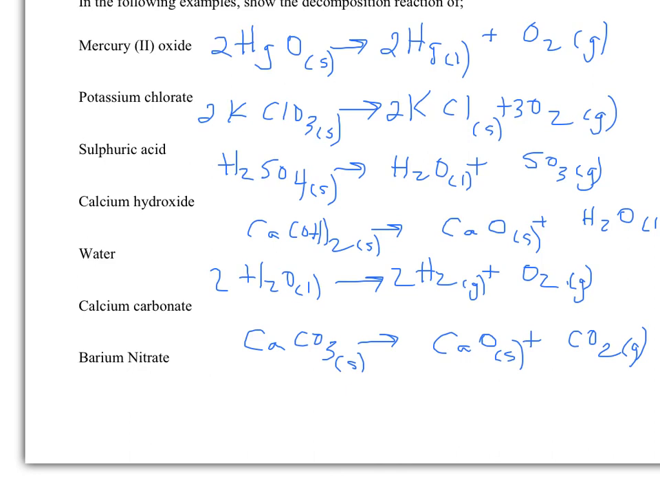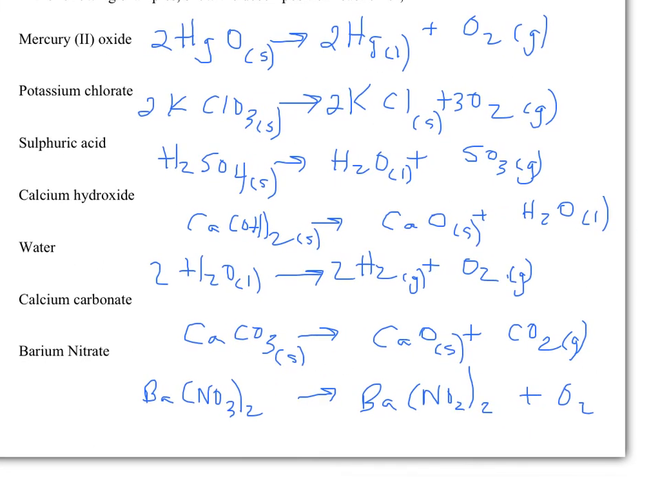The last example is pattern number 5. I have a metal nitrate. It will decompose into a metal nitrite. So the NO3 turns into an NO2 and oxygen gas. My equation is already balanced, and I need to include states.